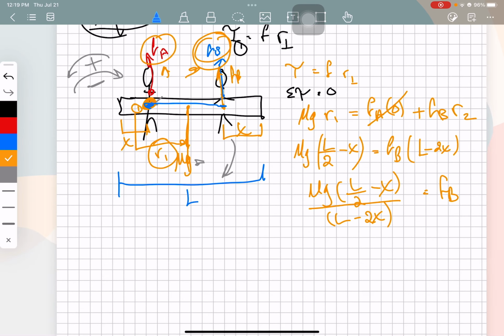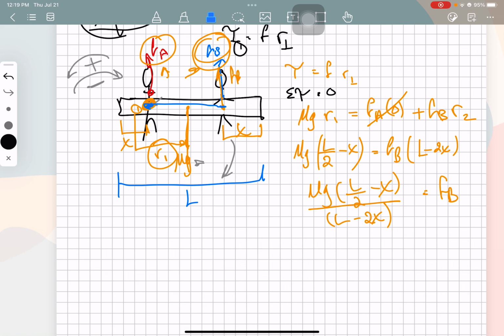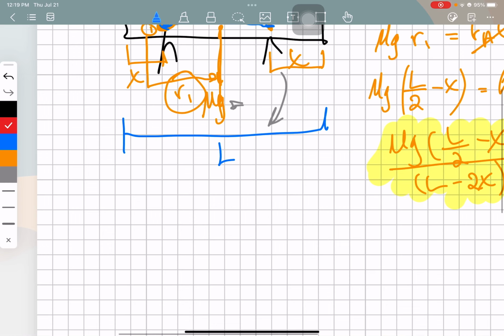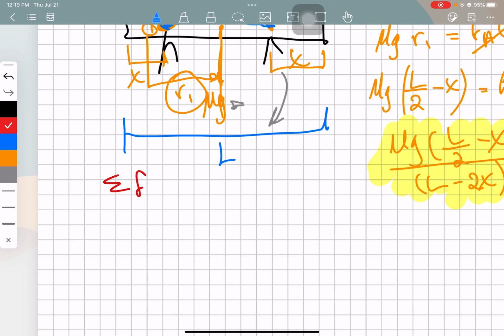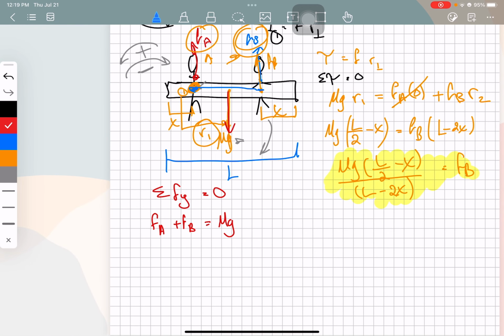And so this is my first answer. I figured out what FB is right here. My second thing is to figure out what FA is. If I want to figure out what FA is, I don't need torque. We could say that the forces acting in the y direction is going to equal 0, which is going to equal my FA plus my FB minus my mg. Okay, so this mg, downward force, is being cancelled by the FA and the FB.